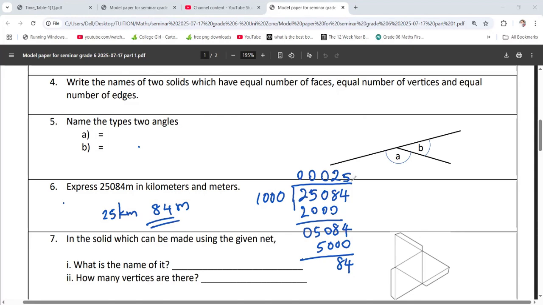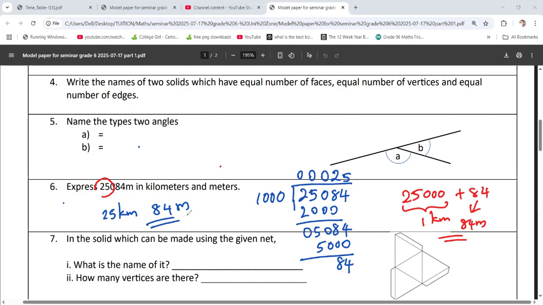And also, there's an easier method to do this. You know, it is 25,000, right? 25,084. 25,000 plus 84 meters is equal to 25,084. This 25,000 means 25 kilometers, and this gives 84 meters. So you can do it this way too. Fine. But anyway, you get the answer.